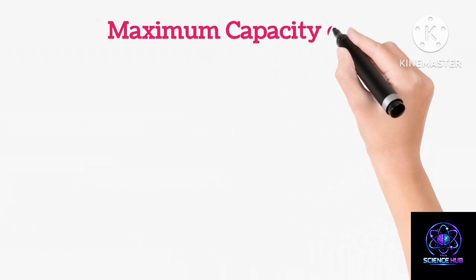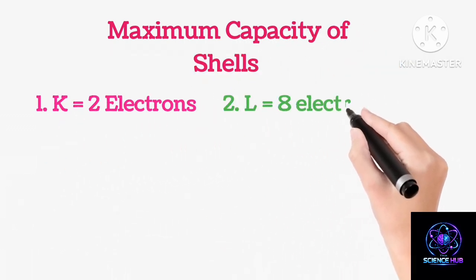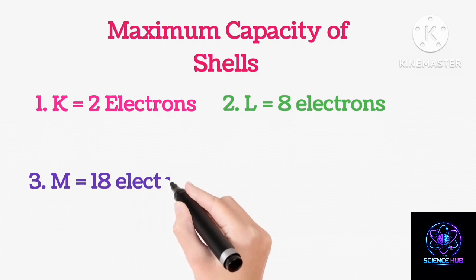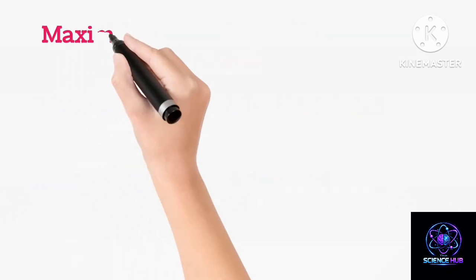Maximum capacity of shells. K shell can hold maximum of 2 electrons. L shell can hold maximum of 8 electrons. M shell can hold maximum of 18 electrons. And N shell can hold maximum of 32 electrons.